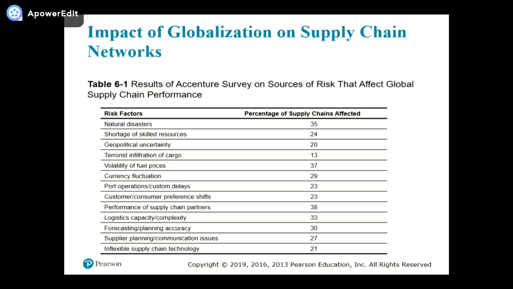Another one that's very impactful is the volatility of fuel prices. And another one is the performance of supply chain partners. So, if you're far away from, say, your suppliers, then the supply chain becomes less visible, and then the risks are extended.